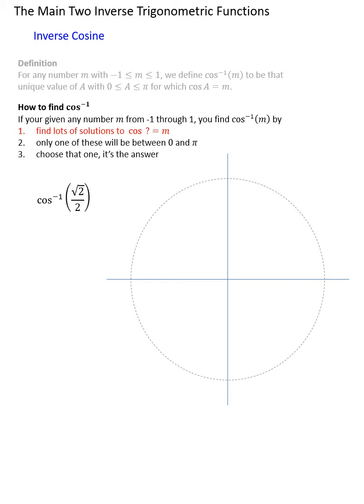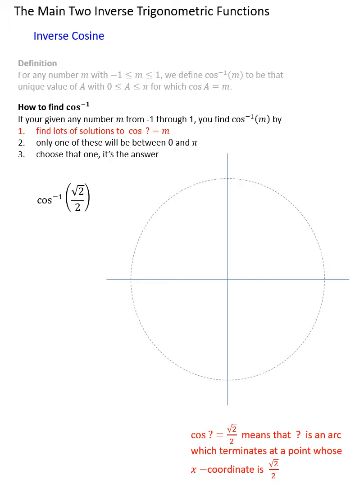Step 1, we need to find lots of solutions to cosine of blank equals the argument we're looking for, in this case radical 2 over 2. So to solve cosine of blank equals radical 2 over 2, that means we need to think of the question mark or the blank as an arc, which terminates at a point whose x-coordinate is radical 2 over 2. After all, the cosine is the x-coordinate of the terminal point of the arc.